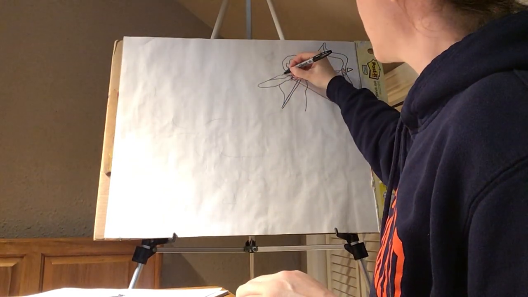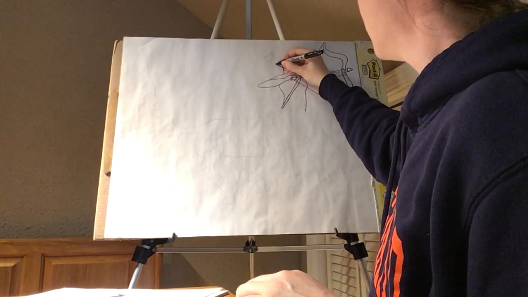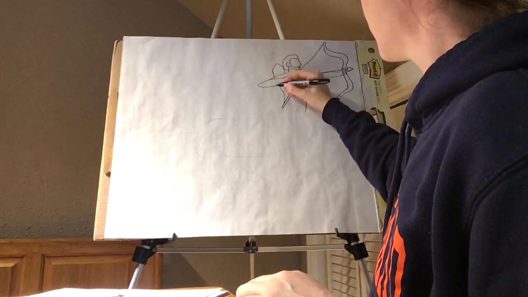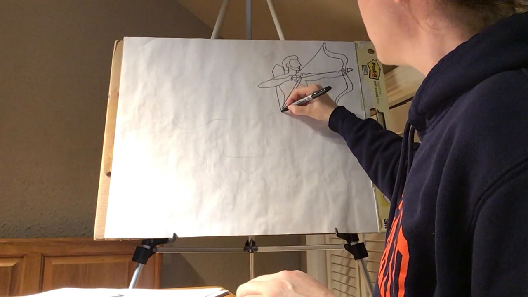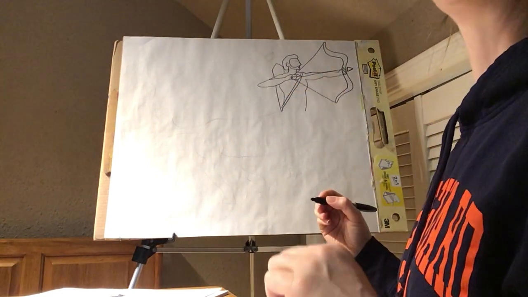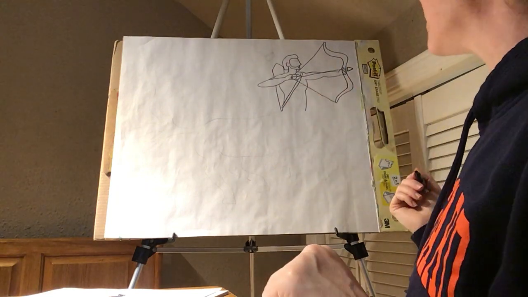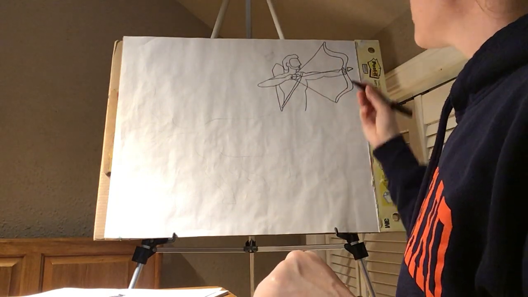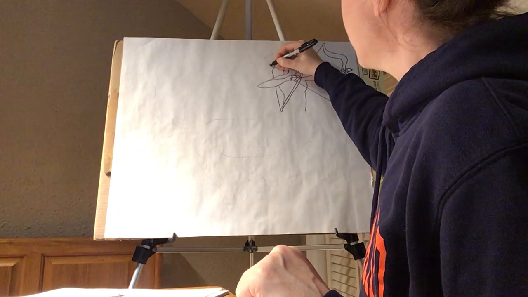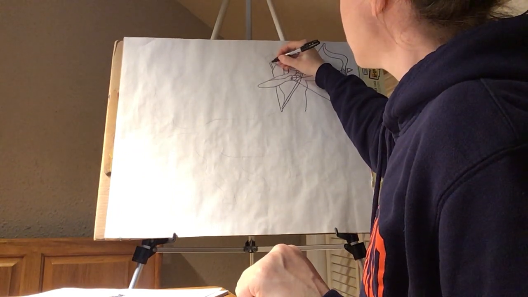And then I can bring up almost like an oval shape also for the bag that his arrows are going to be held in, and then I can put some arrows in there. Just like that.